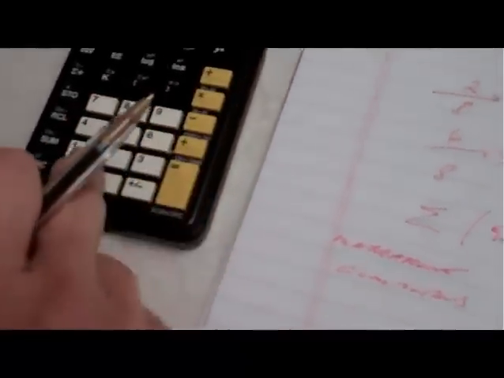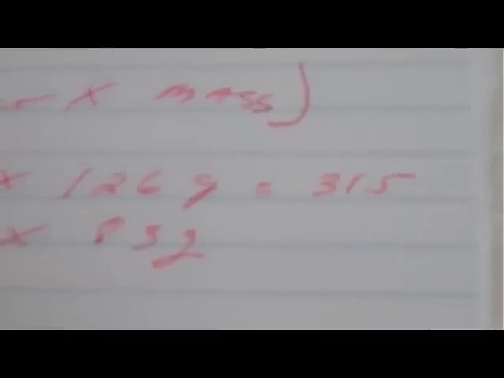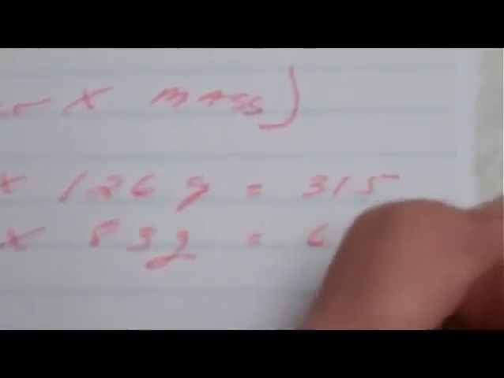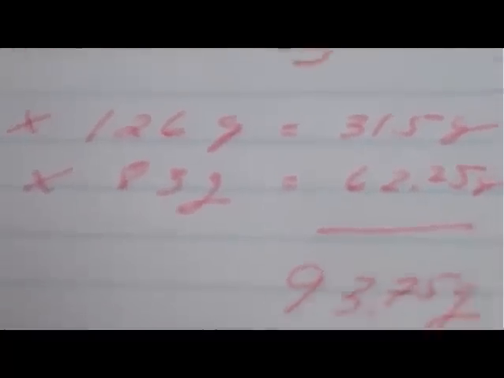0.25 times 126 equals 31.5. And 0.75 times 83 equals 62.25 grams. Add those two, equals 93.75 grams. That is the weighted average of this sample of oranges.